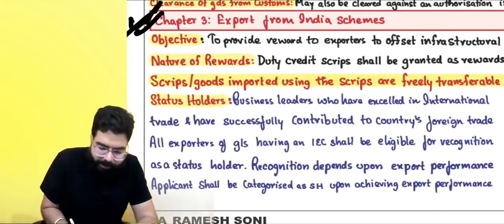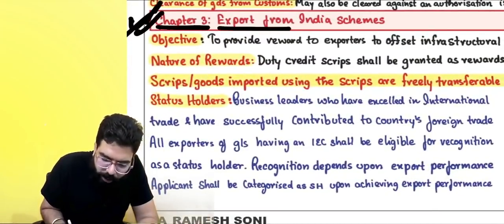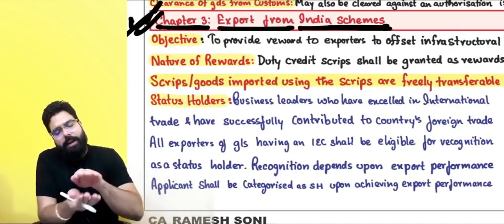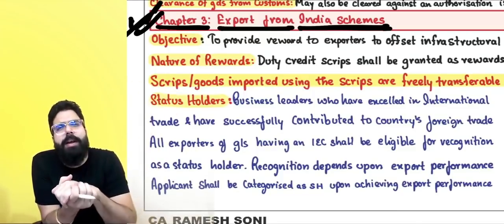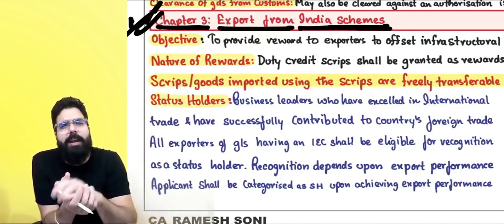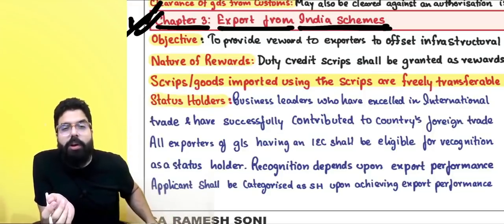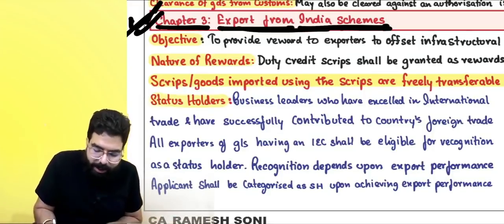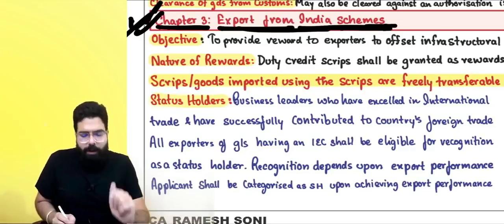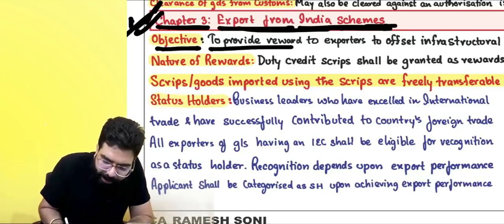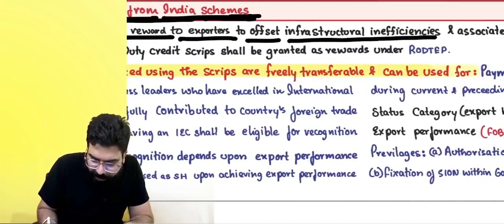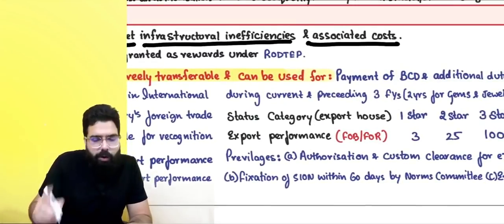Everyone over here, chapter number 3 talks about the Export from India scheme. When you are exporting from India, the government is telling you, we will give you chocolate. Basically, whenever you are exporting from India, there are a lot of schemes run by the government. The government's objective is to provide a reward to the exporter to offset infrastructural inefficiencies and associated costs.